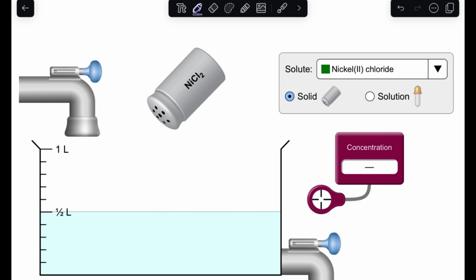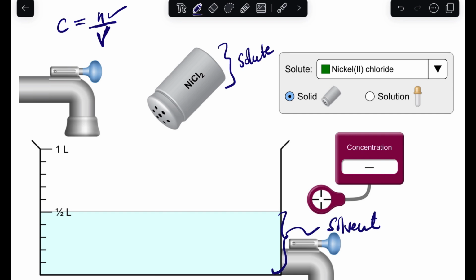The formula for it is C is equal to n over V. It's the number of moles per liter, or per volume of solution, right? Now we have this solute. This is what you're going to dissolve in water, and the water we call the solvent. It's the one that dissolves. So what are we going to do in this volume of water? You can see it's half a liter.